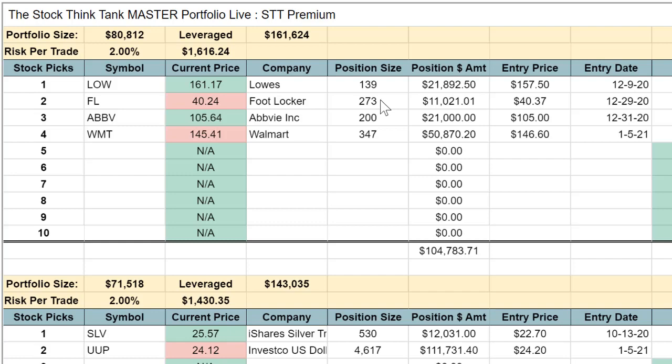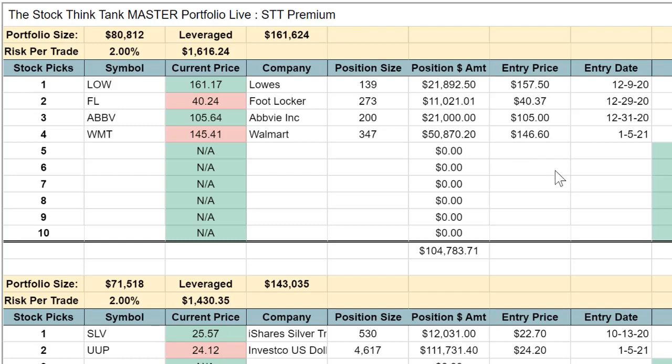Why? Because the actual risk we're taking in Foot Locker is about $6.05. That's our entry price versus our stop price. If you take our entry price, you subtract our stop price, $6.05. But in Walmart, we're taking $4.65 of risk. We entered Walmart at $146.60, and our initial stop is $141.95.